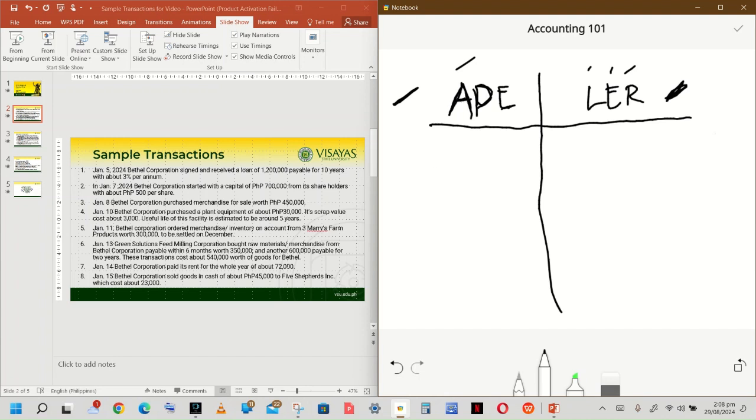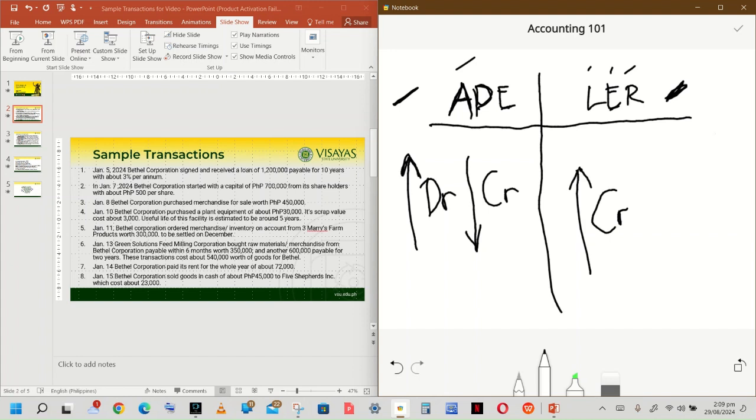An increase on the accounts that belong to ADE means that the value of that increase must be written under the debit side, and a decrease on these accounts means it has to be written on the credit side. On liabilities, equity, and revenue, an increase on these accounts means the value must be written under the credit column, and a decrease on these accounts means the values must be written under the debit column. This is just a technique you can use in analyzing business transactions.